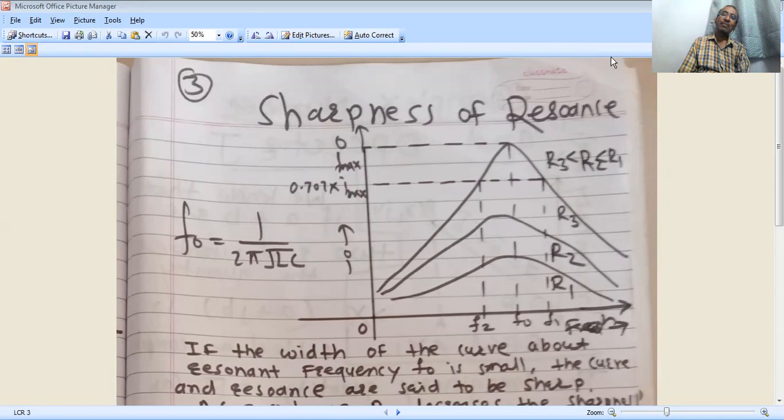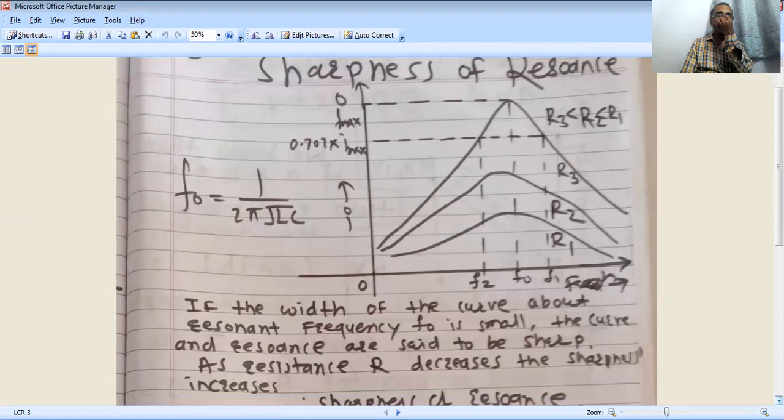Let us suppose this R1 is replaced by the resistance R2 equal to 100 ohm, then the sharpness of this graph increases. And finally, when this R2 is replaced by R3, that is a very small resistance of 10 ohm, then sharpness is maximum. Understood? This sharpness is maximum.